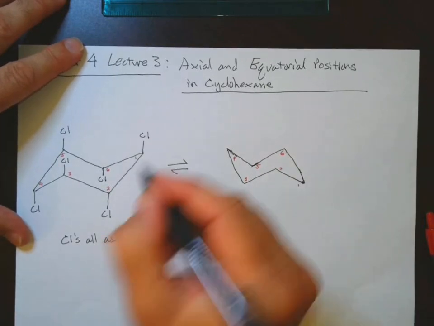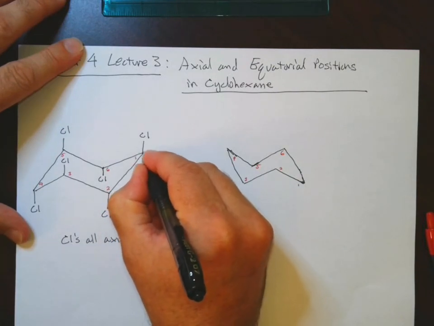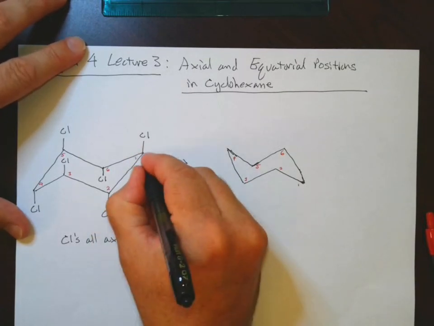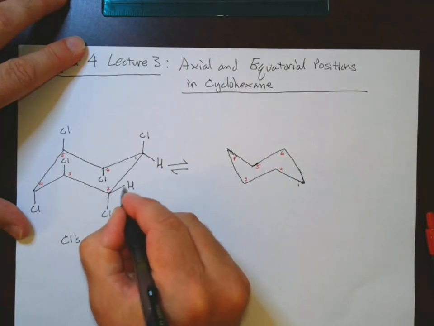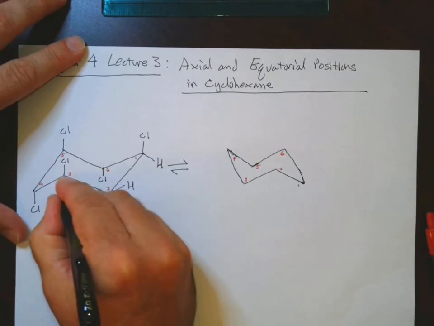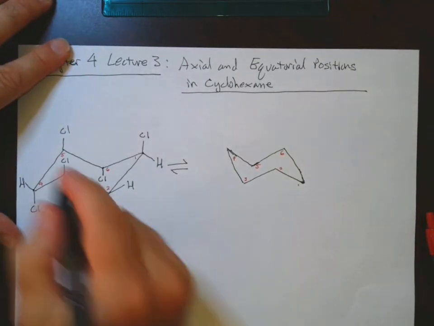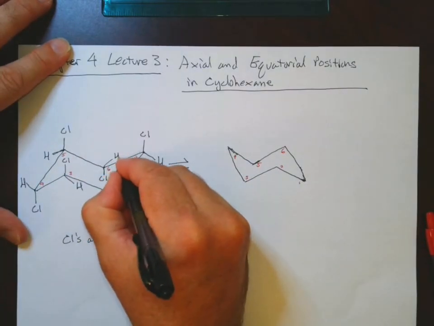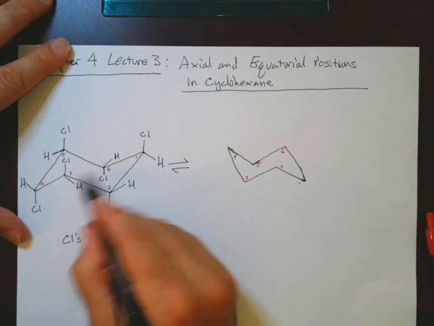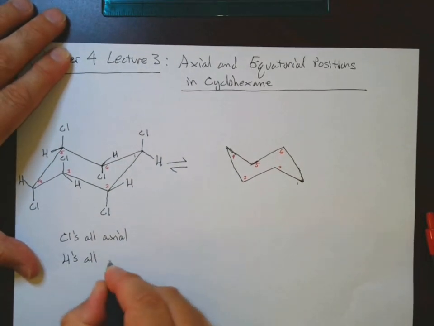And then to draw our equatorial positions, we draw out and in the opposite direction of where the axial is. So I want to go out and kind of down, like that. So I'll put a hydrogen there, out and kind of up. Out and kind of down. That's a little tricky to draw. Out and kind of up. Out and kind of down. Out and kind of up. So these guys kind of pinched in the middle here are a little trickier to draw. So here the H's are all equatorial.